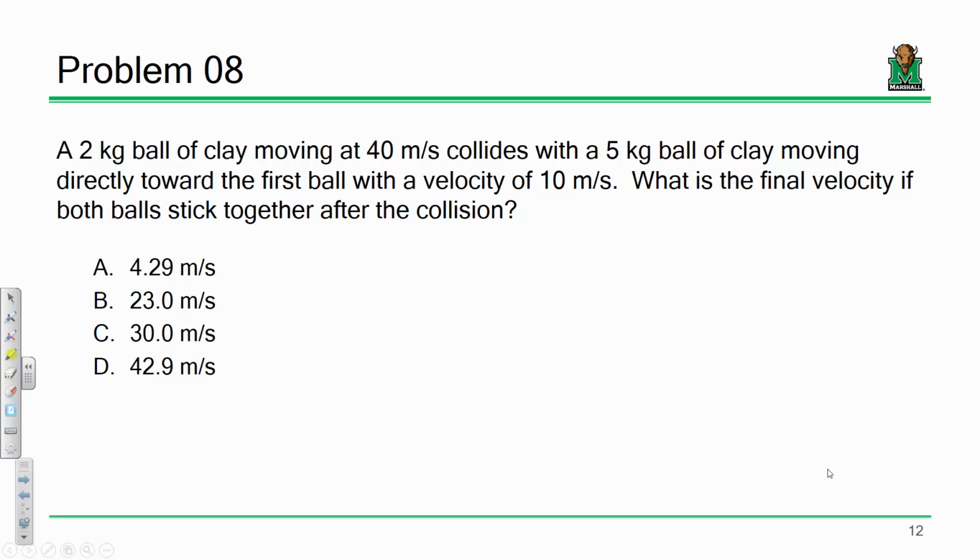All right. This is my momentum problem, and then I'm going to let y'all out. Because I do have one final problem, but it really is just like a v squared over r. It's really simple. So I got a 2 kilogram ball of clay moving at 40 meters per second, and it collides with a 5 kilogram ball of clay moving directly towards the first ball with a velocity of 10 meters per second. What is the final velocity if both balls stick together after the collision?